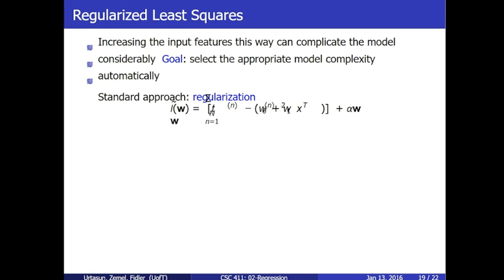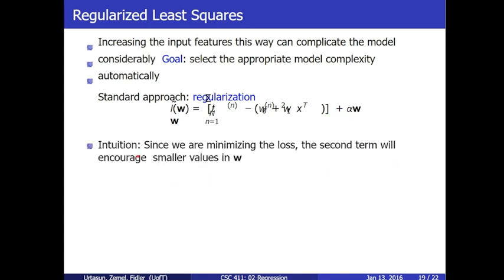So L of W equals the summation from n equals 1 to N of t_n minus W0, so the initial W value, plus W1, so the second W value, times x, plus that last part, alpha times W. Sorry about this. This formula gets a bit distorted with the superscripts and summations and whatnot.